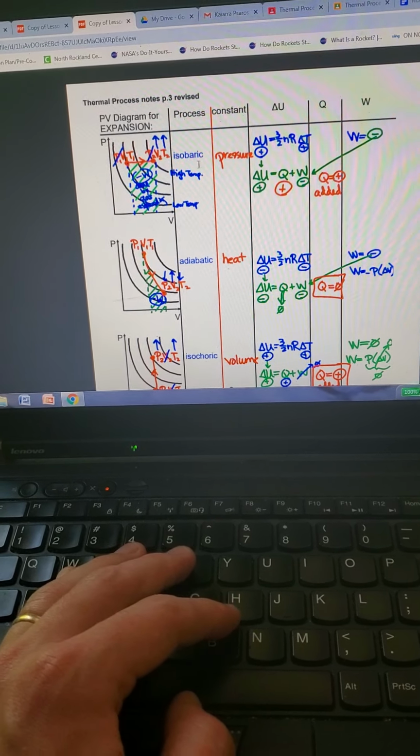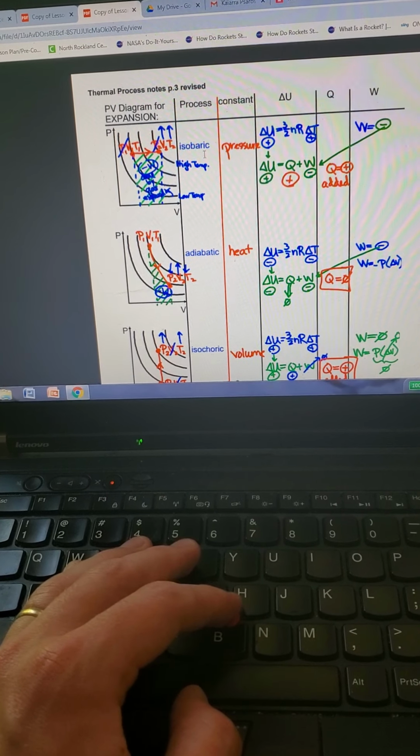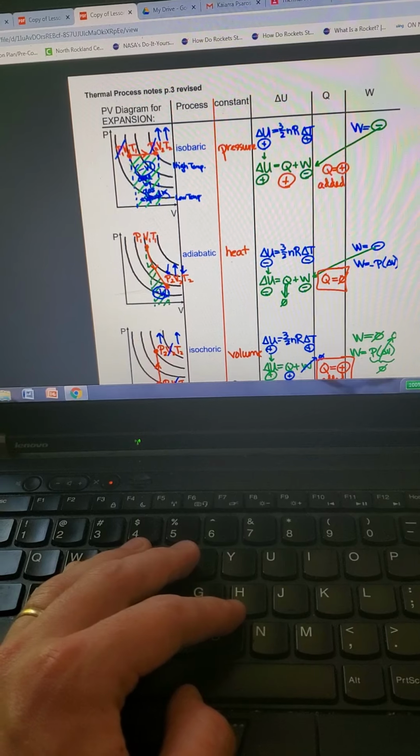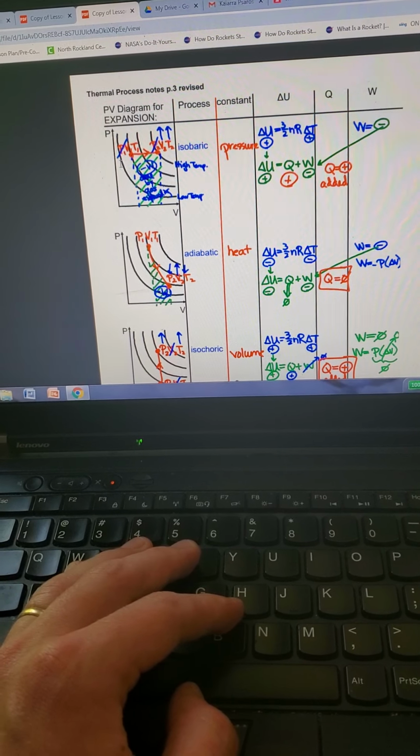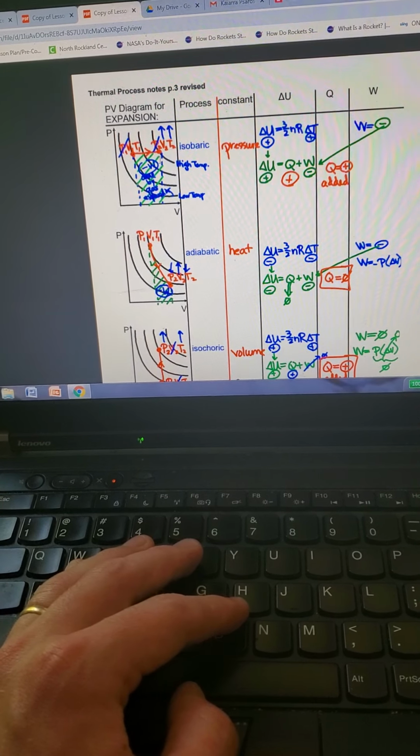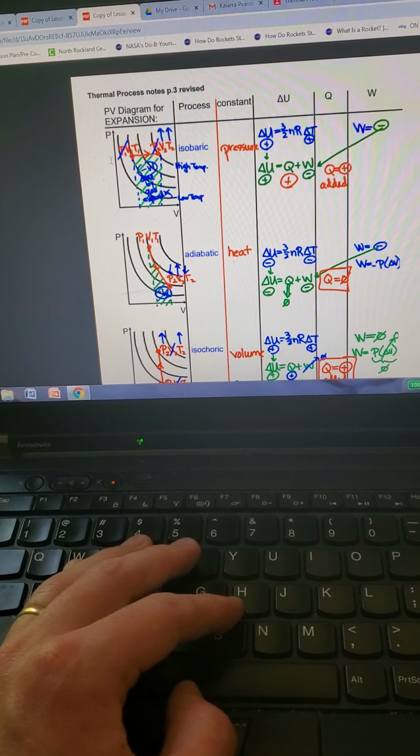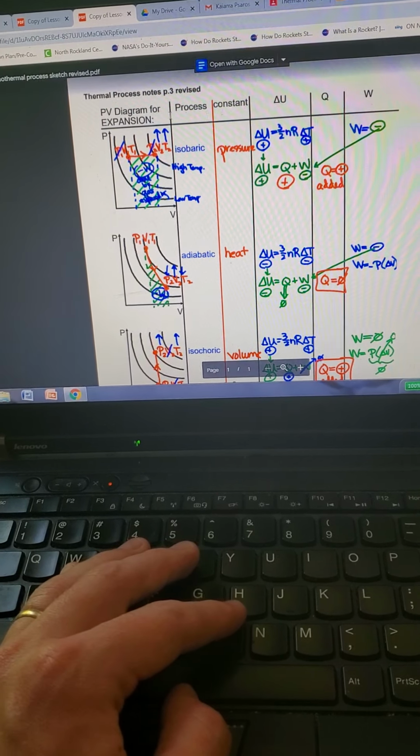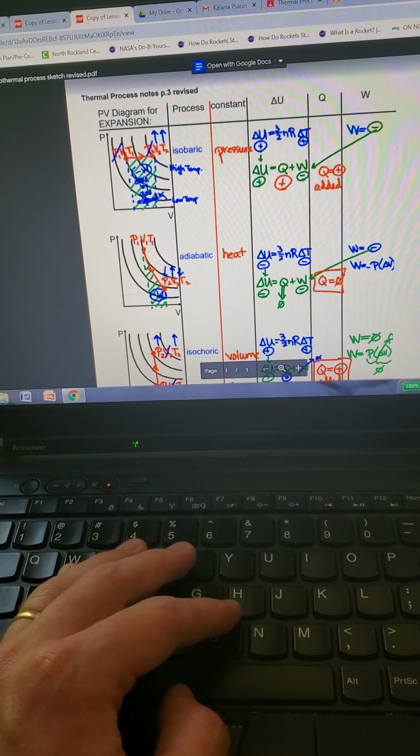Iso meaning same, baric referring to pressure, right? So that means that during this process, pressure is going to remain the same from spot 1 in the process to spot 2. So you can cancel out pressures both sides. The pressure is going to stay the same, and that's phase 1. Okay, I've identified this as the isobaric process.